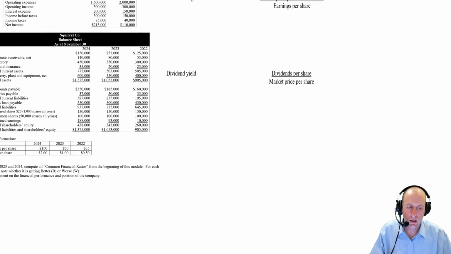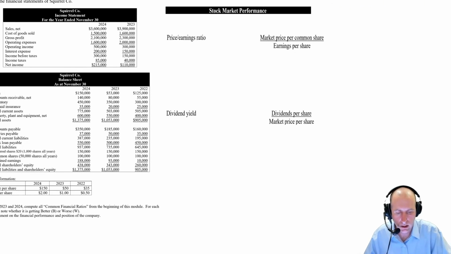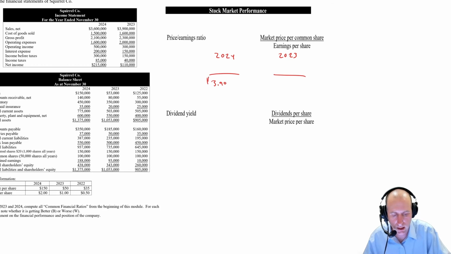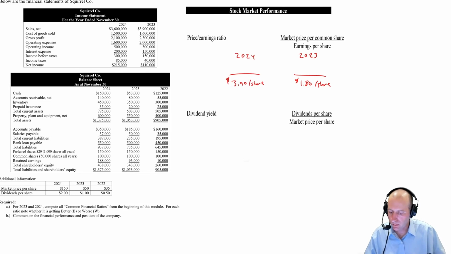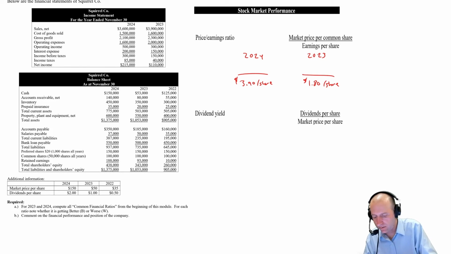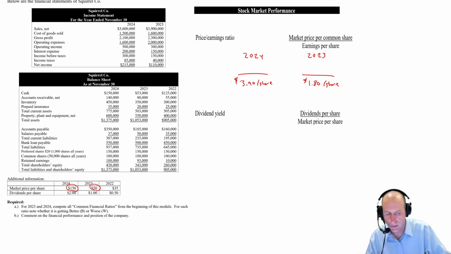So let's do it for 2024, 2023, and I know the denominator is $3.90 per share and $1.80 per share the year before. Our numerator, market price per common share, it was given in the additional information, 2024, $150, 2023, $50.